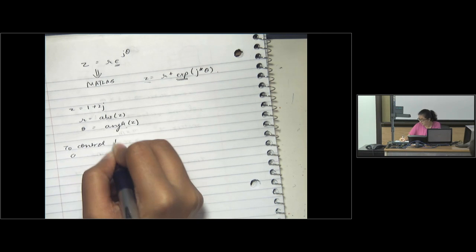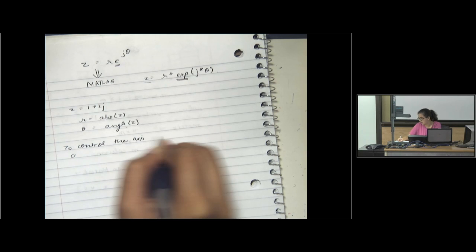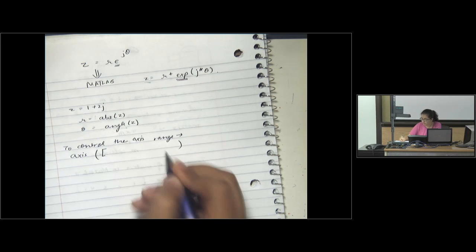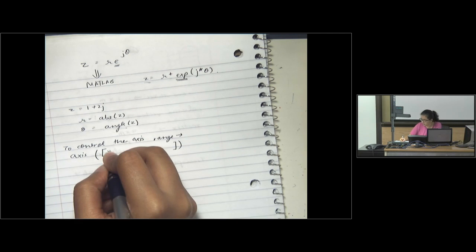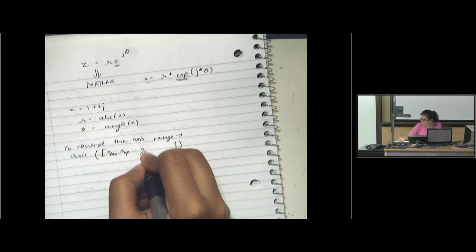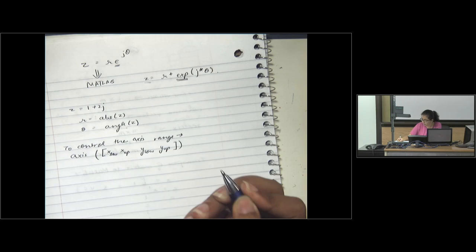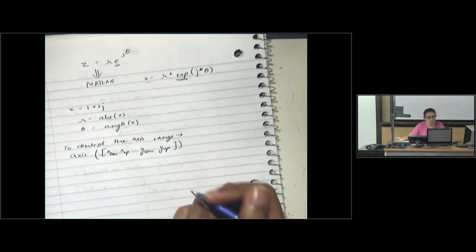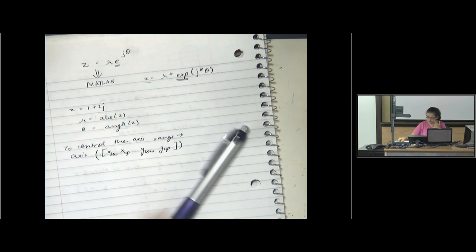So to control the axis range, use the axis command, brackets and then square brackets. So this is x low, x upper, y low, y upper. Okay? Or min, max, whatever you want to call it.